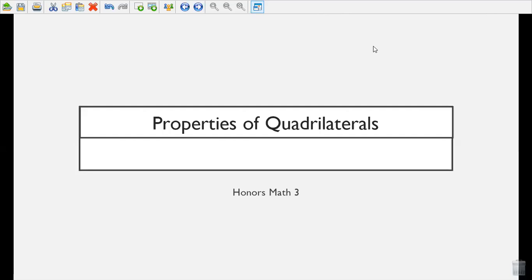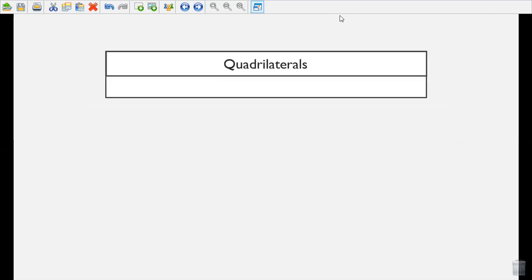Looking at quadrilaterals, right? And quadrilaterals are our four-sided polygons. We're going to look at the big umbrella of quadrilaterals and the different properties of the specific types and names of quadrilaterals, right? So to start with, here's our big category, our big umbrella: quadrilateral. That's any four-sided polygon.